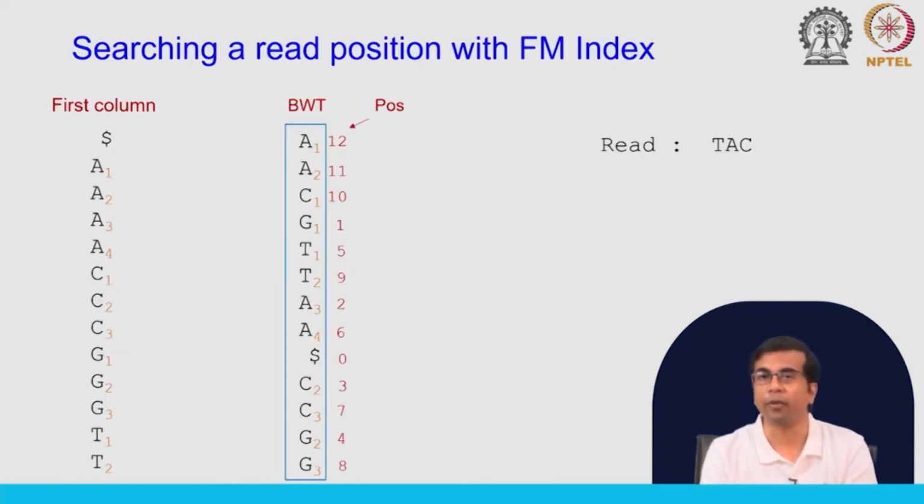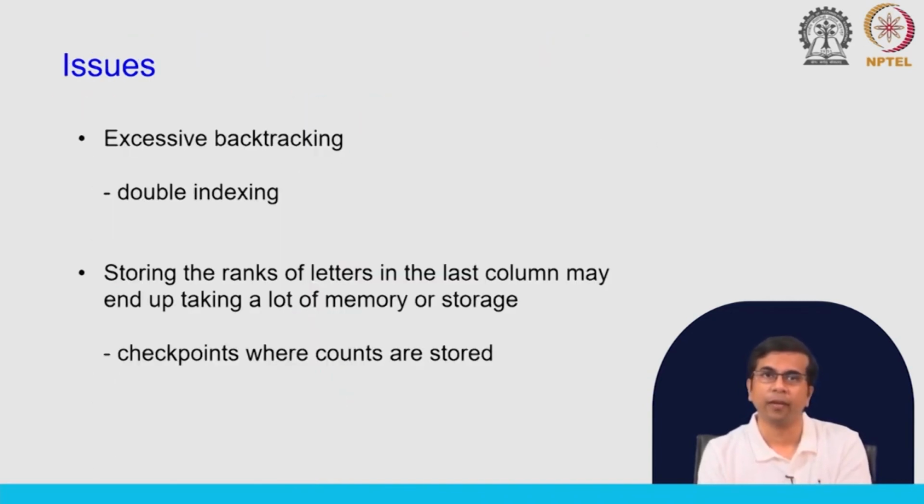So, for example, if you are mapping and you want to find the rank of one letter, you will not find that rank stored. So, what you can do is go to the nearest checkpoint, see what the rank at that checkpoint is, and then deduce the rank of that position. In that way you reduce the memory or storage requirement.